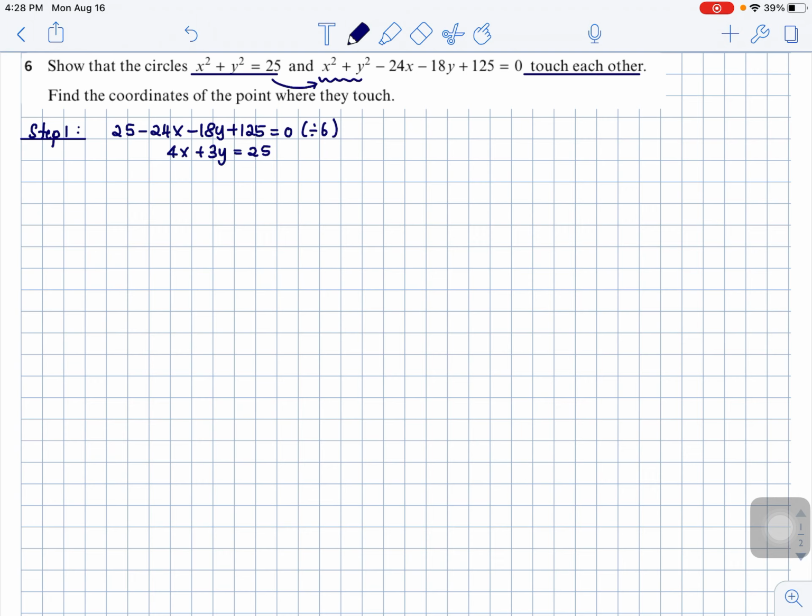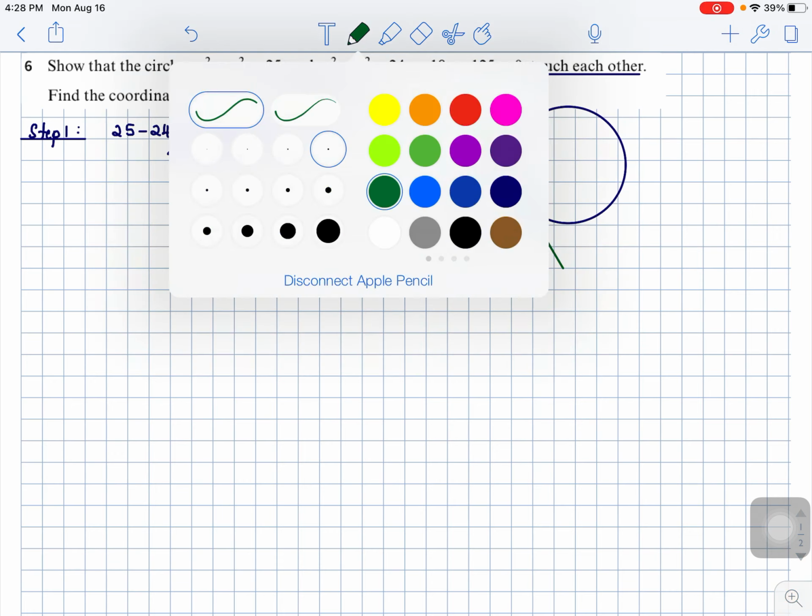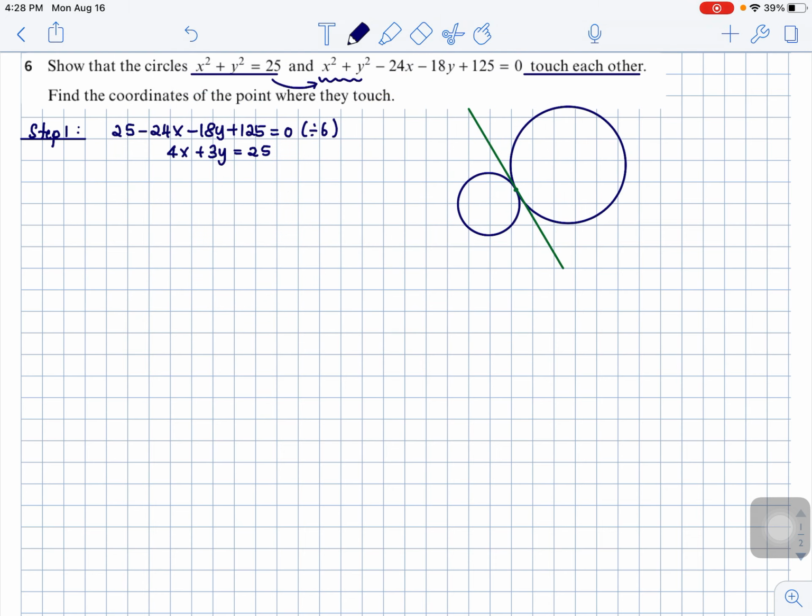Okay. Now what am I going to do next? Let me draw one. This is the smaller circle, and then let's say we have another bigger one. We have to show that they are touching. So what is this, 4x plus 3y equals 25? As I solve them simultaneously, technically it should be the line over here, which belongs to both. If the two circles meet, then the intersection point must lie on this particular line.